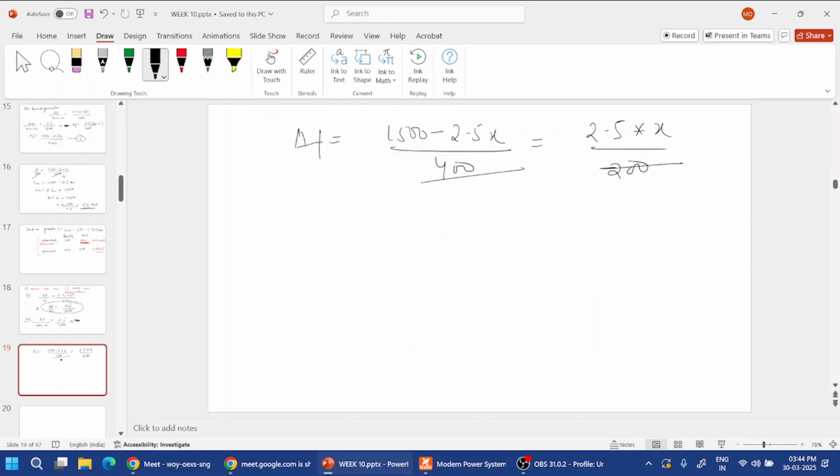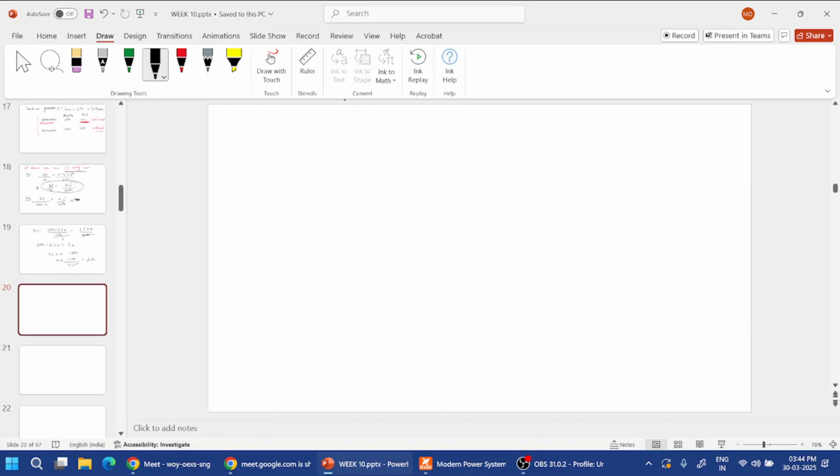So if we multiply it, 1500 minus 2.5x is equal to 5x. It will come out to 7.5x is equal to 1500, so x is equal to 1500 upon 7.5. 1500 divided by 7.5, so it will be 200. So generator 2 will be 600 minus 200, which is equal to 400.